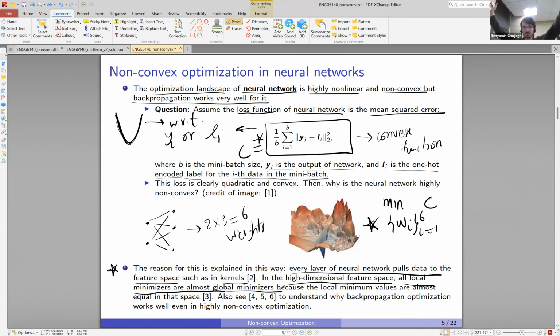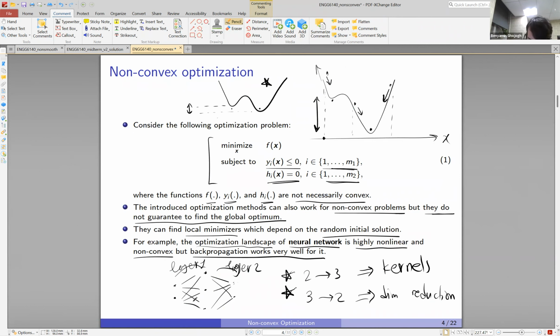In high dimensional feature space, in Hilbert space, usually local minimizers are almost global minimizers, because the local minimum values are almost equal in that space. So in high dimensional feature space, we usually have this case. So the difference of the local minimums is usually small. So we'll have something like this almost. We will not have such cases usually in high dimensional feature space.